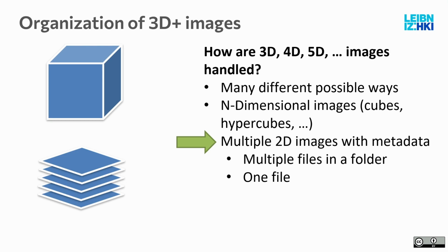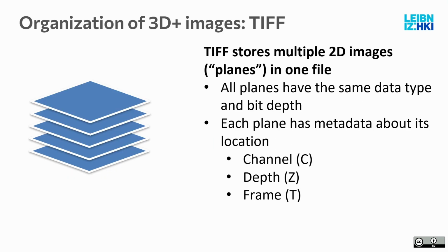Or do it simply by having multiple 2D images that you stack on top of each other for a 3D image. Or you store them as multiple files in a folder or in one file, you can choose that. And this is actually how TIFF handles the storage of 3D or higher dimensional data. These are called planes in TIFF. And in normal TIFF files, not the OME ones, they are a bit more flexible. They are stored in one single file.